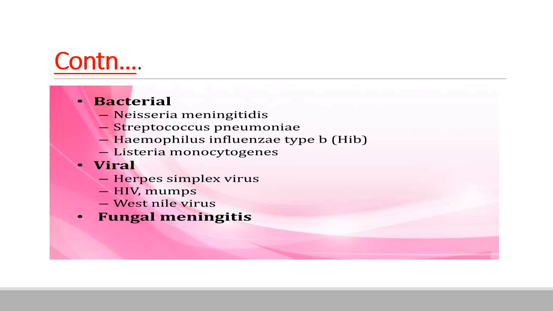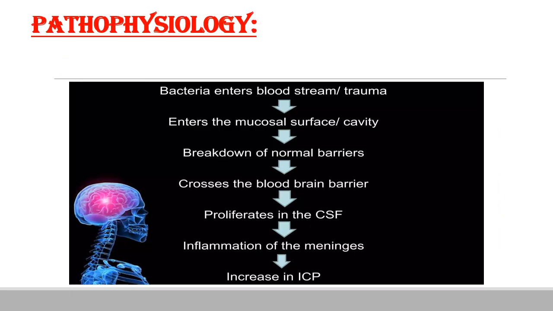Next, what are the bacterial agents which cause meningitis? First one is Neisseria meningitidis. It is an important one. Then Streptococcus pneumoniae, Haemophilus influenzae, HIB. Next, viral, which includes HSV, that is herpes simplex virus, then HIV, mumps, etc. Then fungal meningitis. Then next we can see the pathophysiology of meningitis.